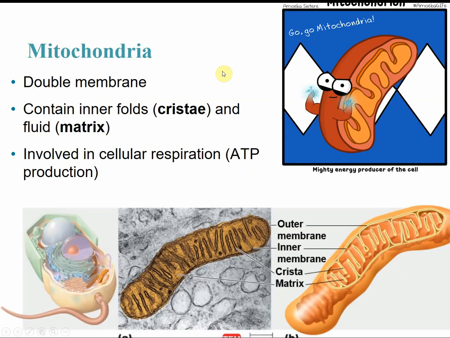Mitochondria are double-membraned organelles that are the sites of ATP synthesis. So all of the major energy in the cell is produced by the mitochondria. So they're going to use cellular respiration, which we'll talk about later in the semester, involving the breakdown of sugar or glucose into this chemical energy ATP. So inside the mitochondria are multiple folds, so it has lots of surface area for that cellular respiration. So these inner folds are called cristae, and the fluid inside is the mitochondrial matrix.